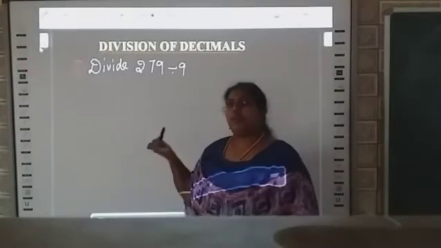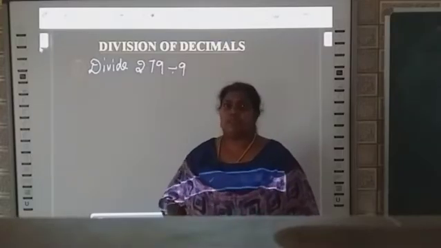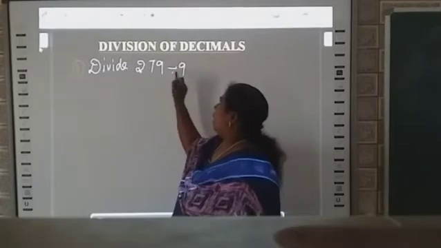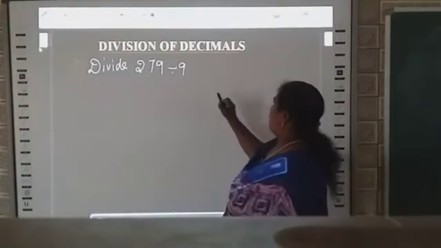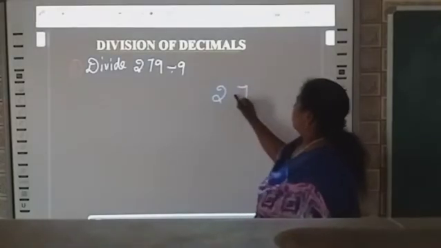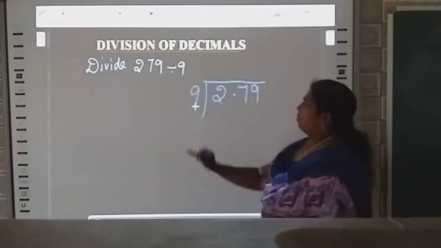Now we are going to discuss division of decimals. Division of decimals is also normal division only. See here the first example: 2.79 divided by 9. Normal division.